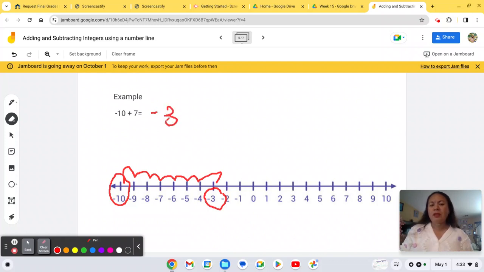And if you think of it like money, if you owe somebody $10 and you have $7 and you pay them, you still owe them $3.